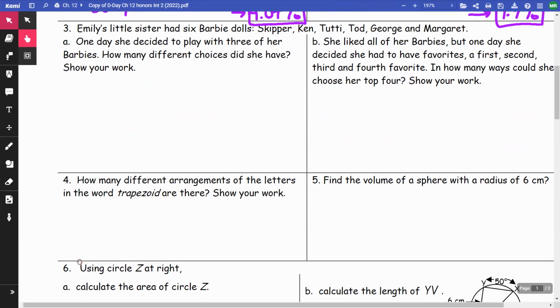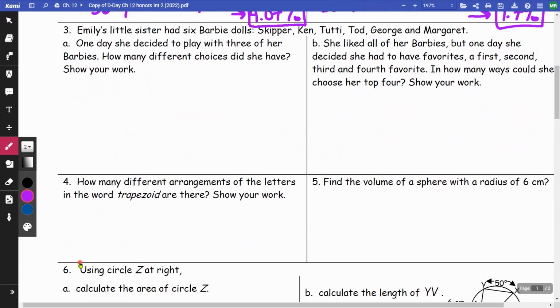So on 3, Emily's little sister had 6 Barbie dolls: Skipper, Ken, Tootie, Todd, George, and Margaret. One day she decided to play with 3 of her Barbies. Okay, so she has 6 total. She's choosing to play with 3. How many different choices does she have?